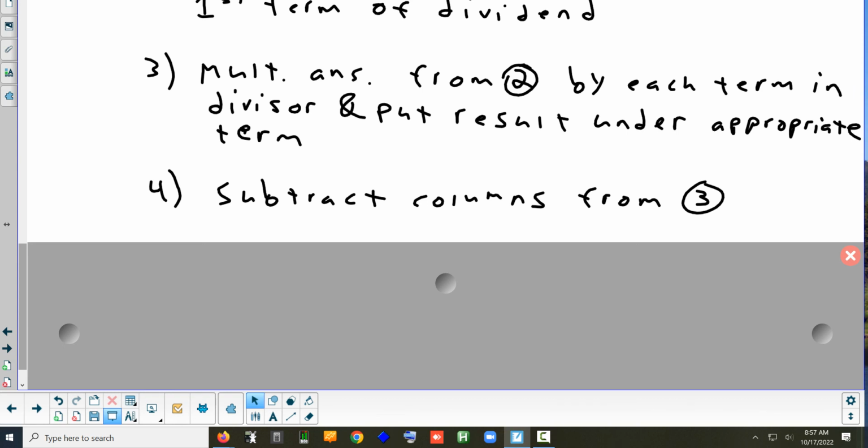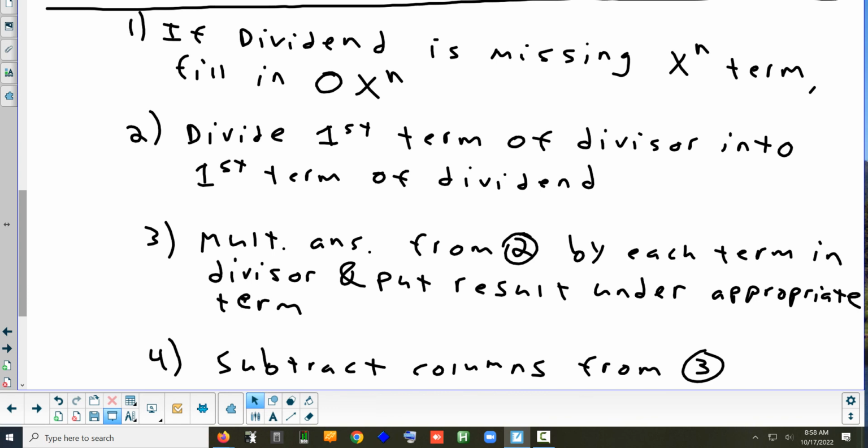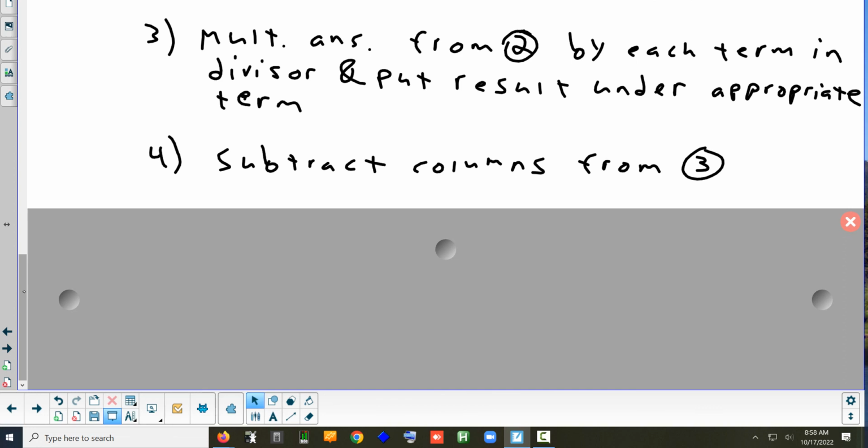And that's basically the last step. Step 5 is repeat. You keep going until you're done. But these are the 4 steps. Well, actually 3 steps. Step 1 is just a one-time thing. But steps 2, 3, and 4 are the steps you keep repeating.